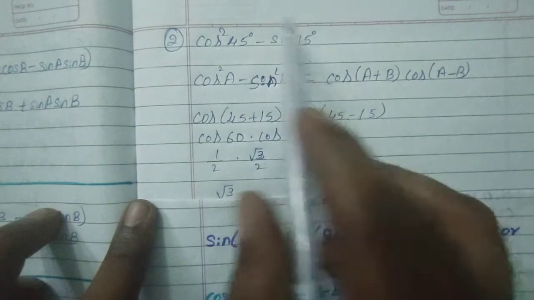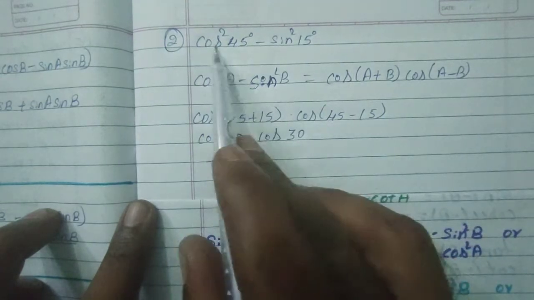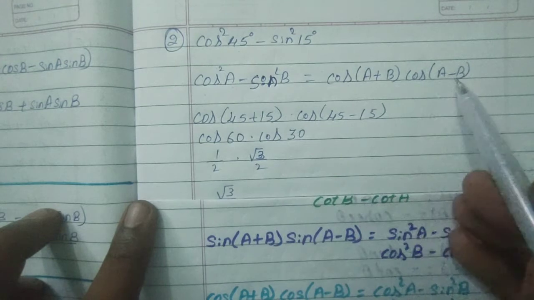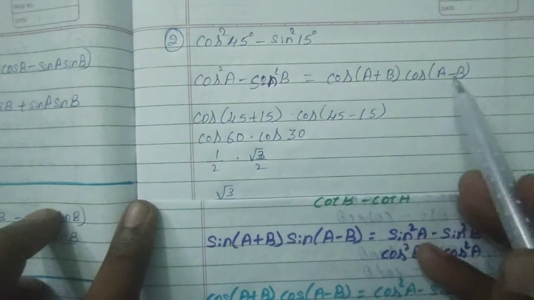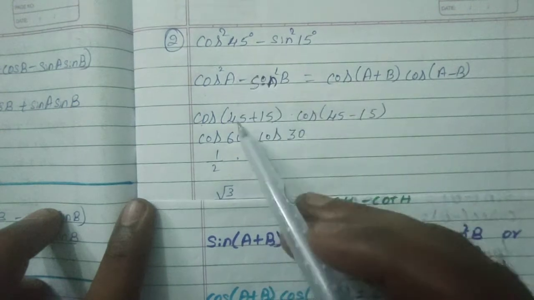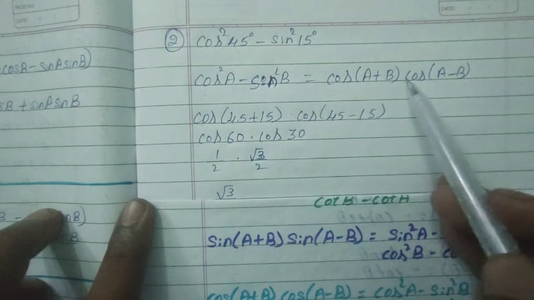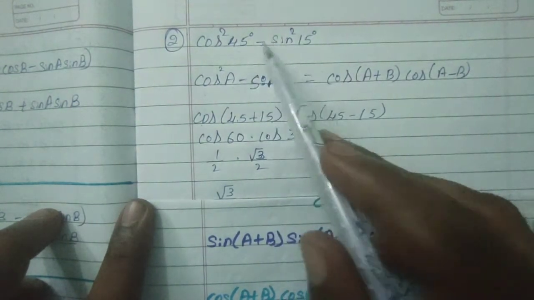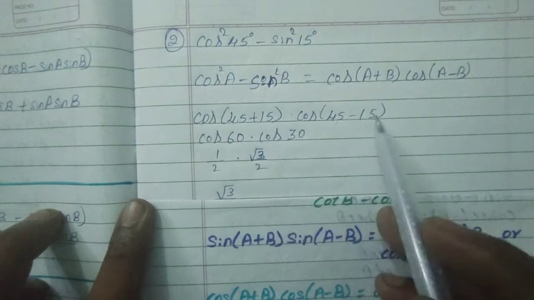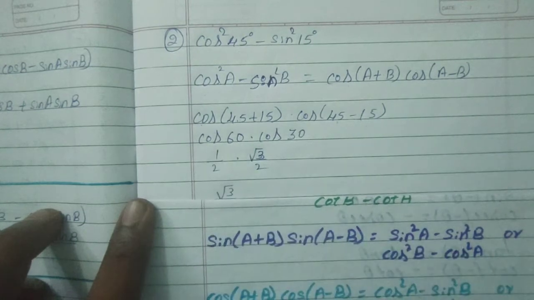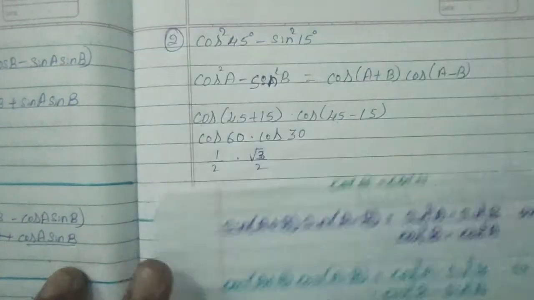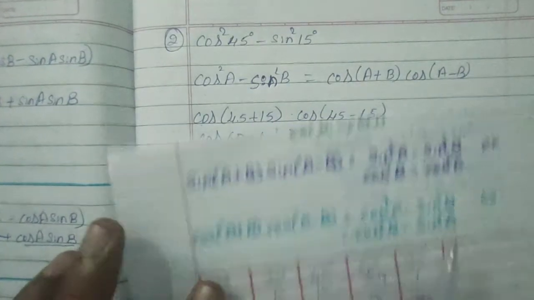The given question is in the form cos square a minus sin square b. This we can write in this form. So cos a is what? a is 45, b is 15, so cos(45 plus 15) into cos(45 minus 15). 45 plus 15 is 60, 45 minus 15 is 30. Cos 60 degree is nothing but 1 by 2, into cos 30 degree.